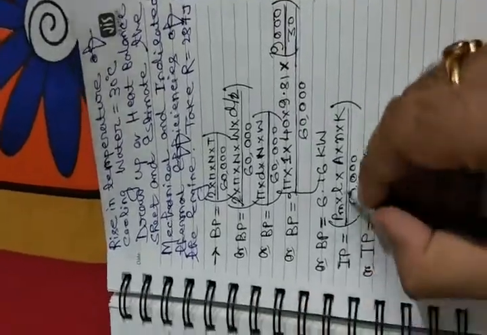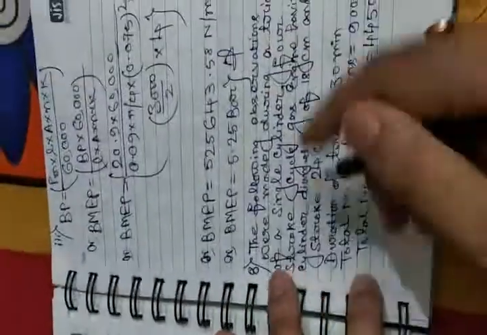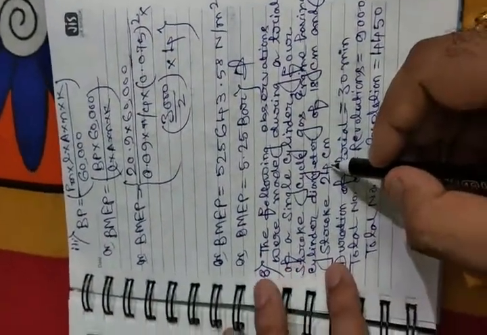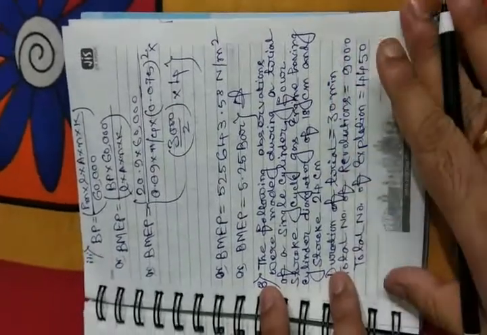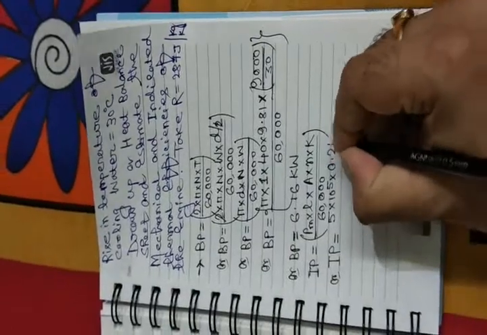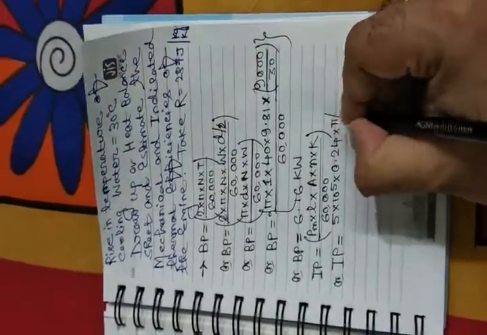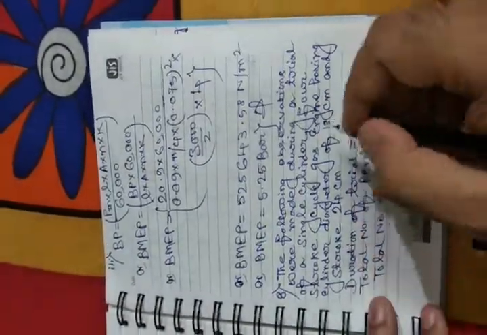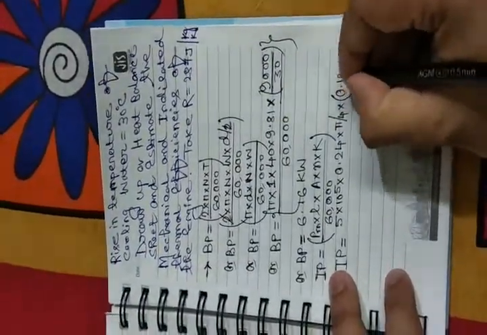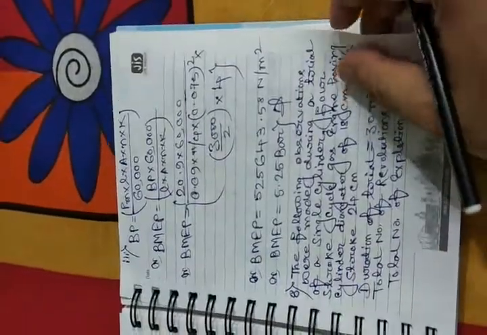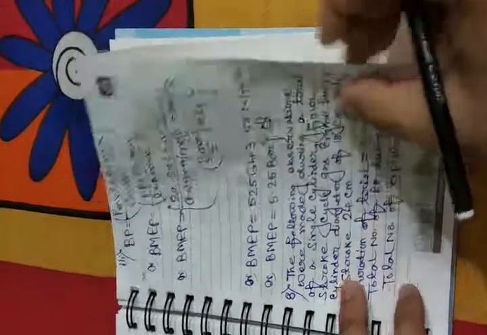Small l is the stroke length. Stroke length is given here as 24 centimeter, so 0.24 meter. For the area, pi by 4 into d square, d is the bore, given as 18 centimeters, so for meter it will be 0.18. K is the number of cylinders, that is a single cylinder, so K will be 1.